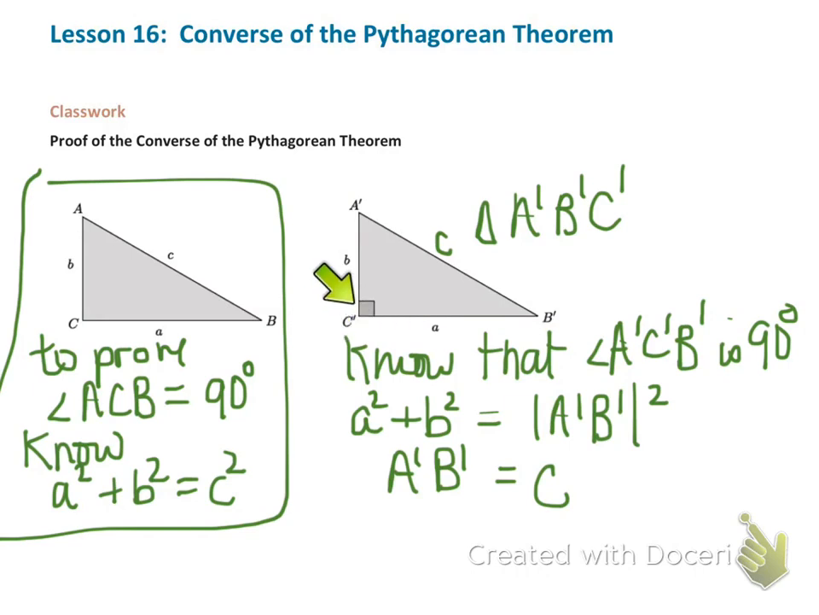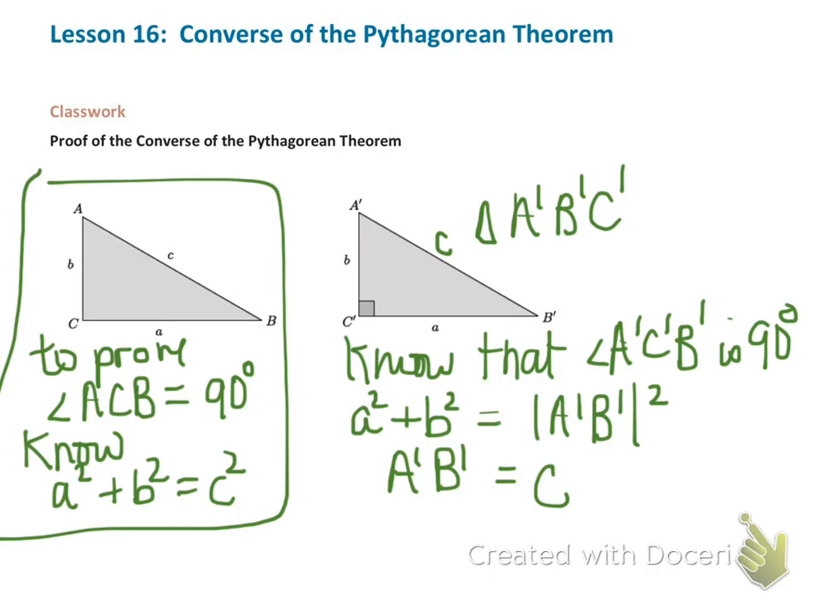And since the rigid motions are degree preserving, we have shown that angle C has to be the same measure as angle C prime. And so therefore, our triangle that we started with here is a right triangle. So that's kind of a discussion proof there of the converse of the Pythagorean theorem.